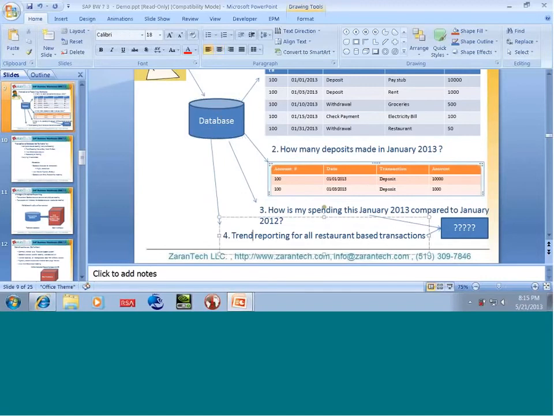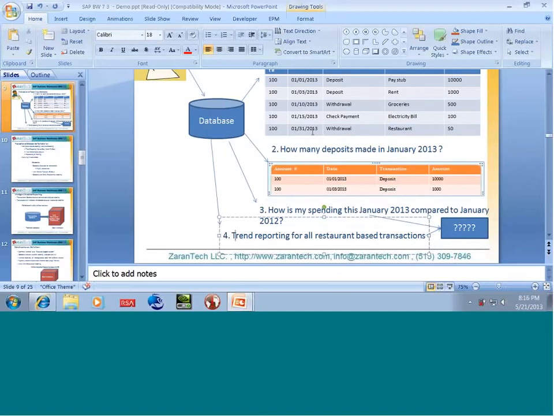So let's look at the next question. Okay, if you see that there is a restaurant expense of $50 on January 31st, can I do trend reporting to see all the restaurant based transactions I have done in the past? It's not possible directly with this kind of data available.